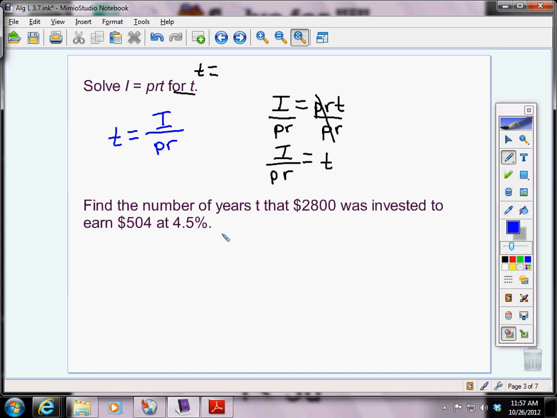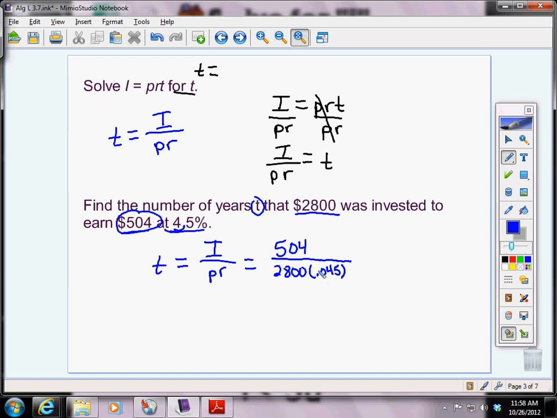Now if you look at this example, it says find the number of years T that $2,800 was invested to earn 504 at 4.5%. So if you have your formula of T equals interest over principal times rate, now we can plug in what we know. Our interest earned was 504. The principal, that's the amount we put in or take out of an account, is 2,800 times our rate. Please remember that our rate needs to be written as a decimal, 0.045.